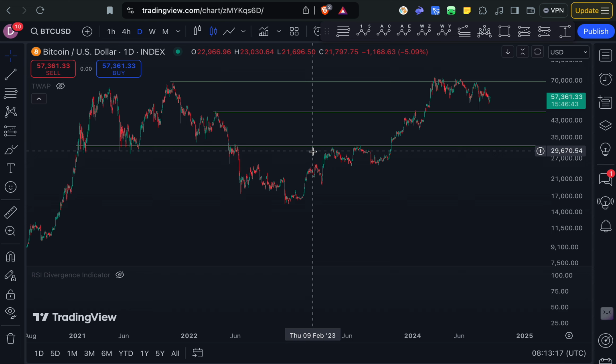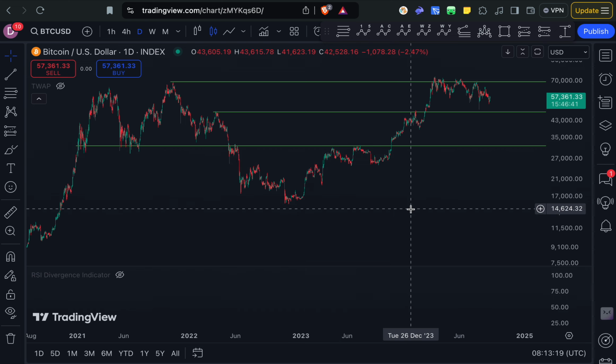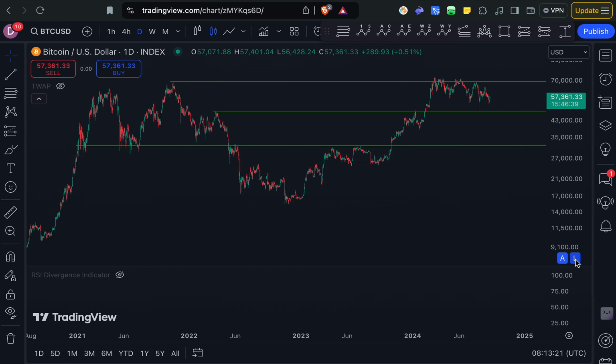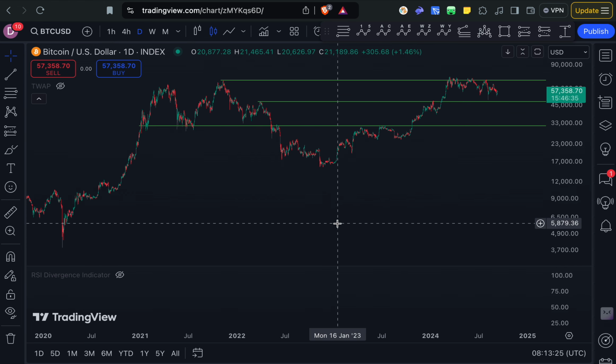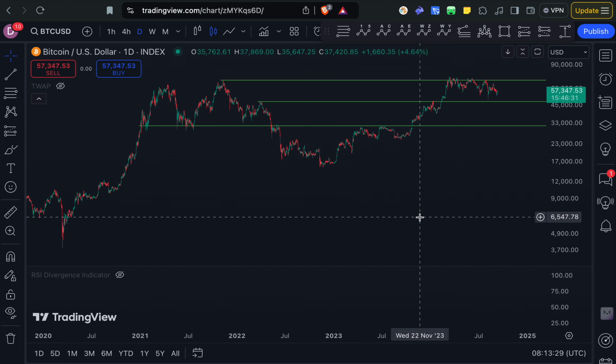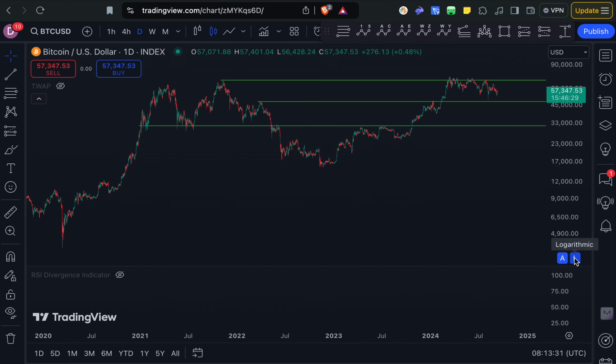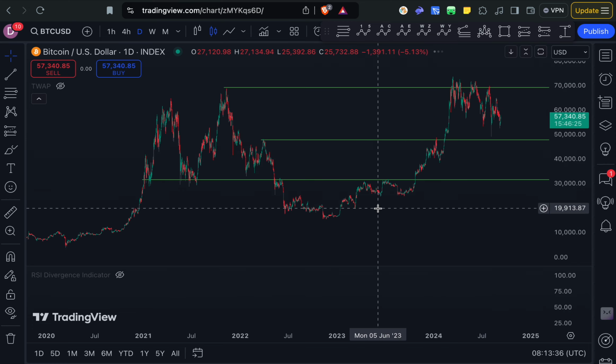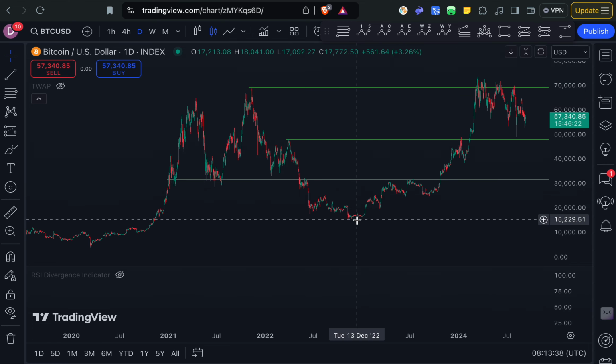Now before I show you trend lines, I have to say that I'm using the logarithmic view of Bitcoin. I may be losing some people on this video right now, because I know some people just swear to never ever use the logarithmic view. What they want to use is the normal view, which looks like this.